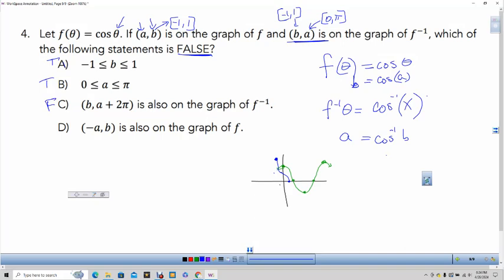And then just to check, let's see, (-A, B) is also on the graph of f. Hey, guess what? This one's going to be true as well. Now, here's the question. Why? It's something we've been talking about in class on multiple occasions. It's because cosine is an even function.